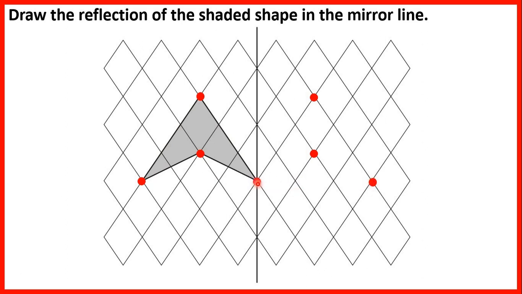And now our last point is on the mirror line, so it will be on the mirror line in our reflected shape as well. So now all we need to do is join up the points and we have our reflected shape.